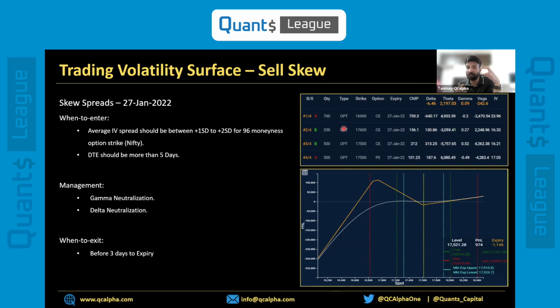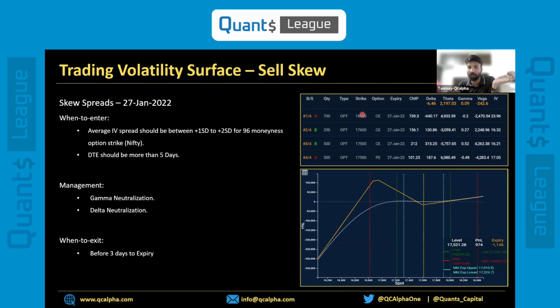So the ITM calls, or the 96 moneyness puts, which are trading at the 24 IVs out there, are comparatively costlier than they should trade relative to the ATMs. That is the reason I'm going to sell ITM calls or OTM puts, that is 16900 calls or 16900 puts, and I'm going to buy 17600, that is the ATM calls or ATM puts.